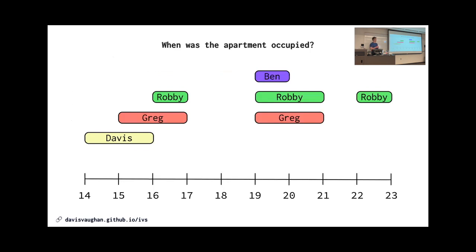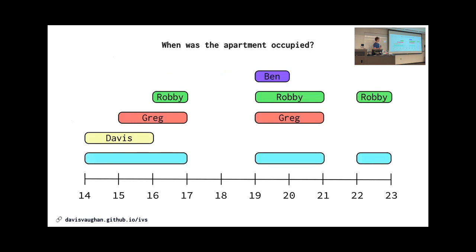There's another question you might ask as a landlord: when was the apartment occupied at all? You might want to know how many people were there, which isn't like what we just asked, but you might want a general idea of when it was occupied, represented in these nice compact ranges. That would look something like this, and that's the result that we're shooting for. Three individual ranges: one is 2014 to 2017, 2019 to 2021, and 2022 to 2023.